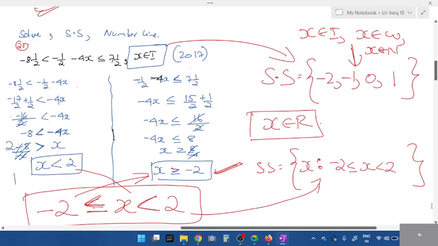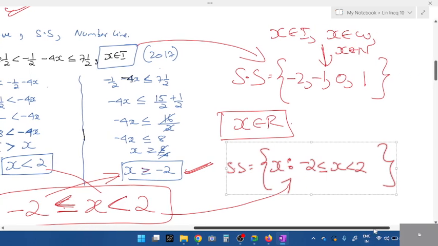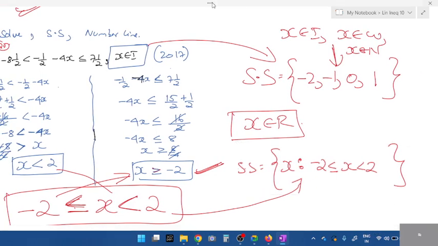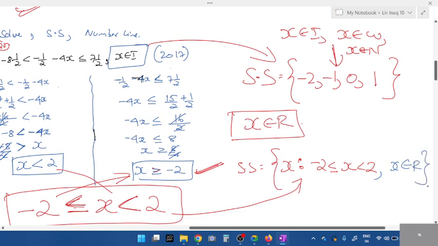For a single equation, I taught you how to write the solution set and number line. This is when two equations are given. Just copy this. It's the same way. X such that minus 2 less than x less than 2, comma, x belongs to real number. This is the answer. This is how we have to represent it when real number is given. Number line is also different for real number. When we solve a real number question, I'll teach you.